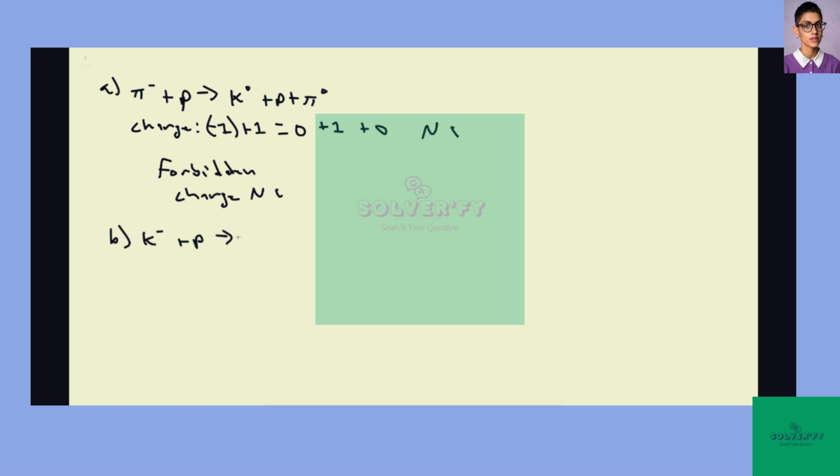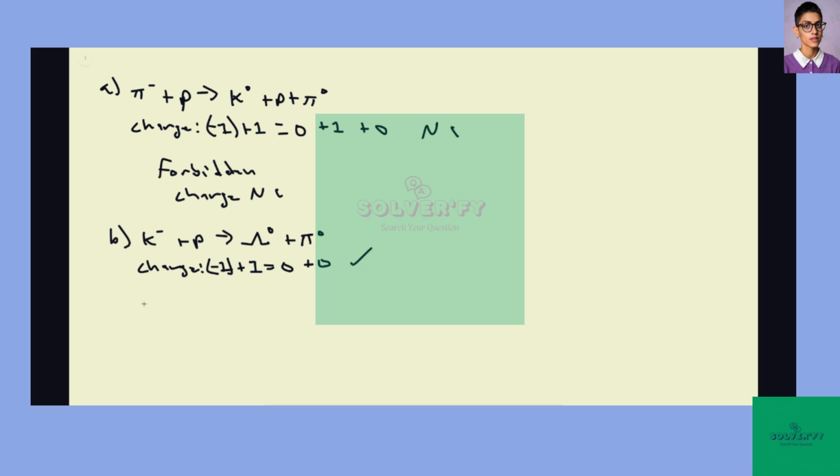All right, so B gives us a negative kaon plus a proton. We collide and form a neutral lambda plus a neutral pion. So let's look at charge. We have -1 plus 1 is equal to 0 plus 0. So -1 plus 1 is 0, 0 plus 0 is 0, so that's conserved.